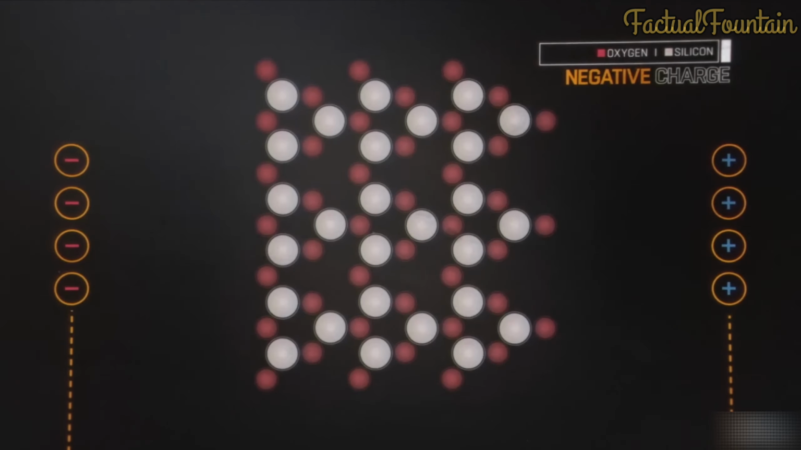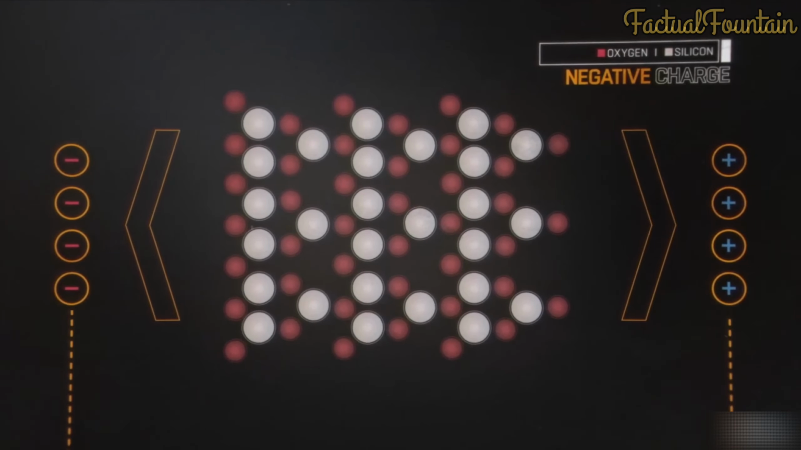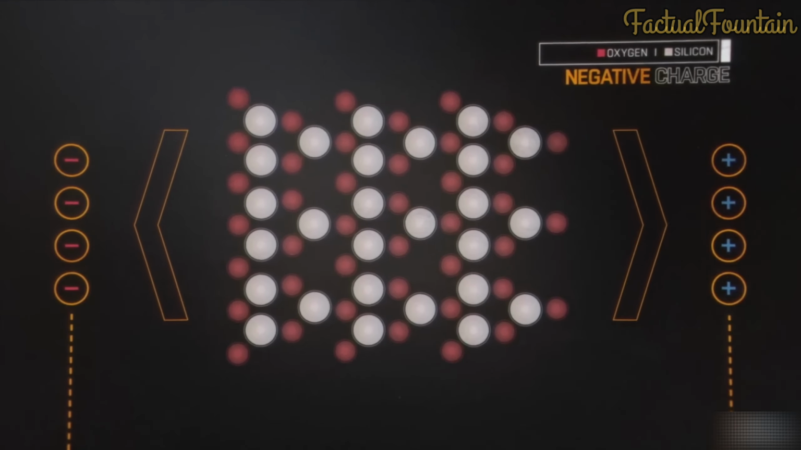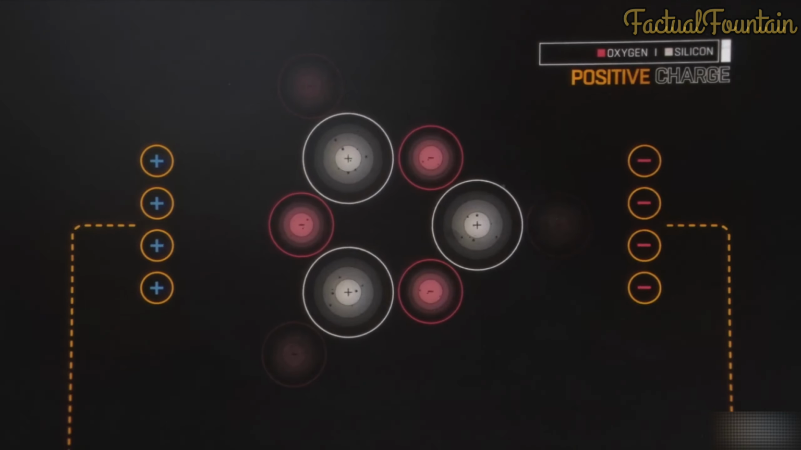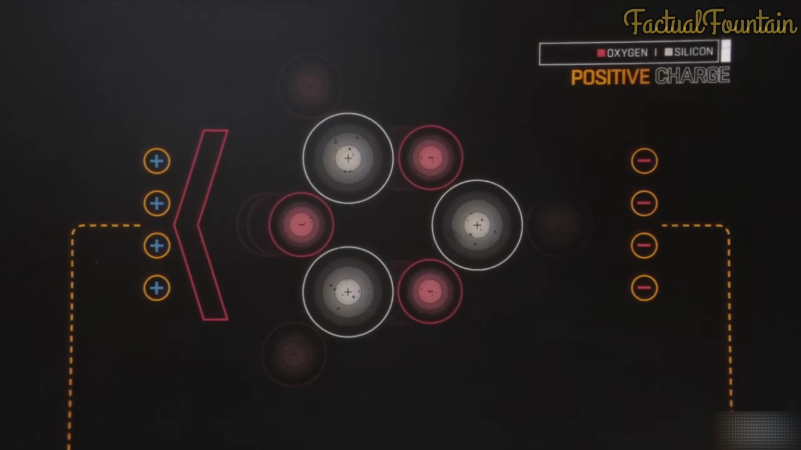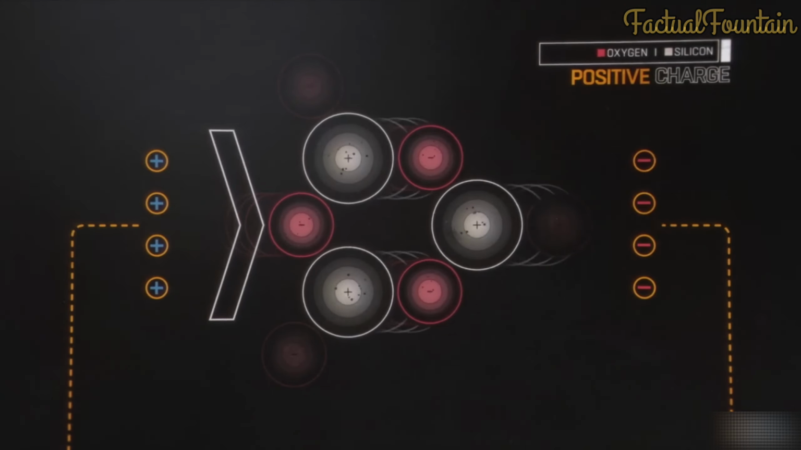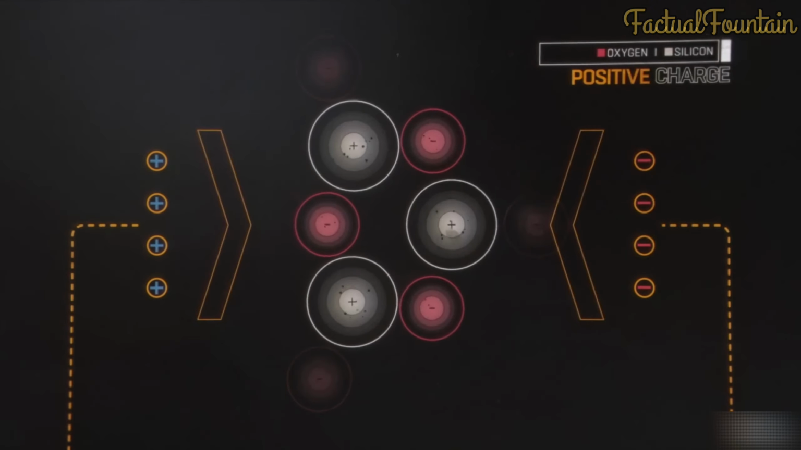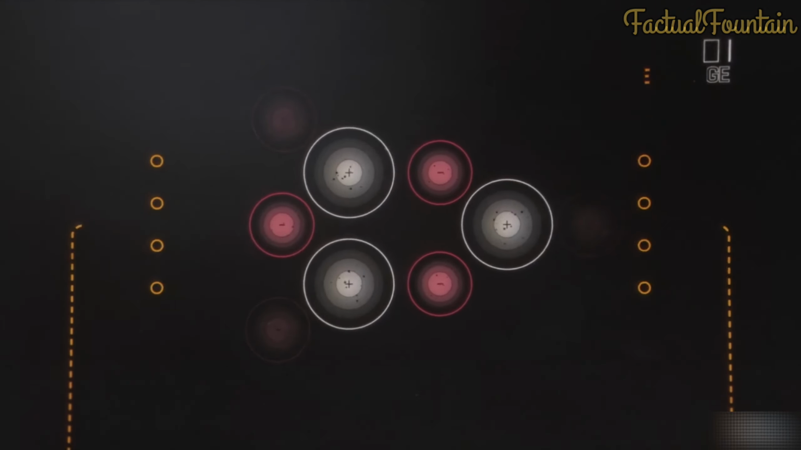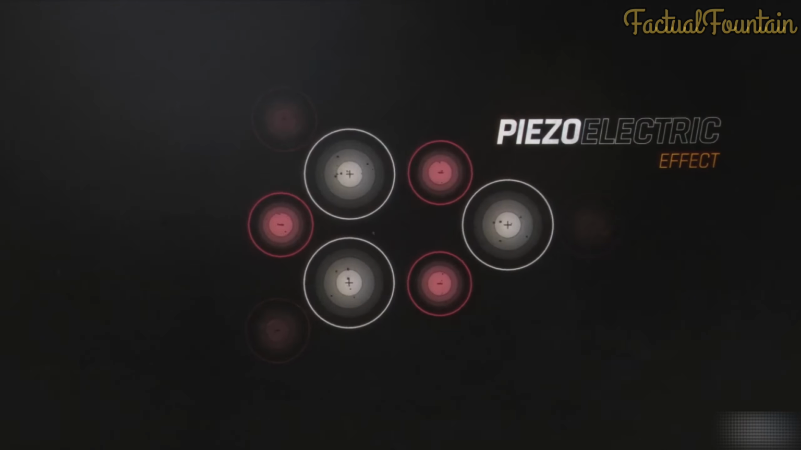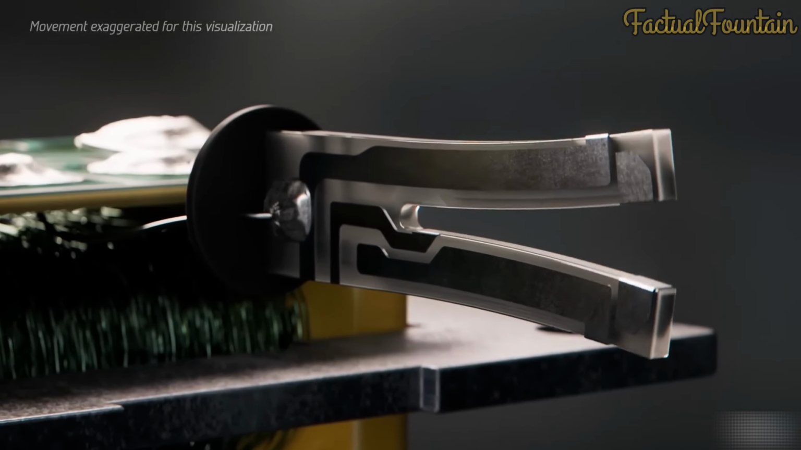The combined movement of all the oxygen moving away and the silicon moving towards the wire results in a lengthening of the crystal lattice. Conversely, when a positive charge is applied, oxygen moves toward the positive charge and the silicon away, and as a result, the crystal lattice shrinks in length. This lengthening and shrinking along the length of the crystal lattice, called the piezoelectric effect, causes the leg of this tuning fork to move back and forth.